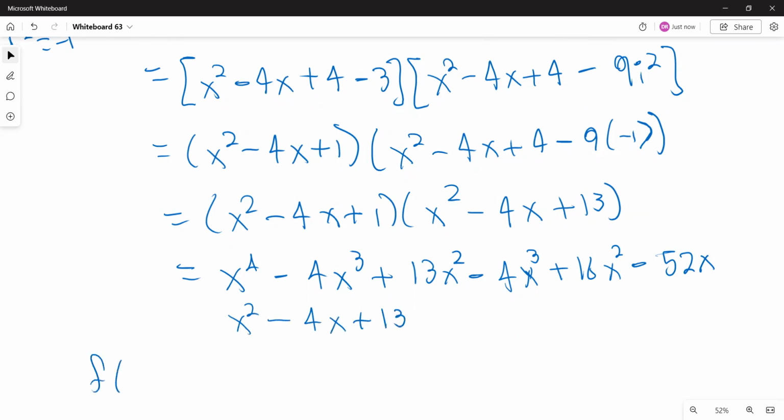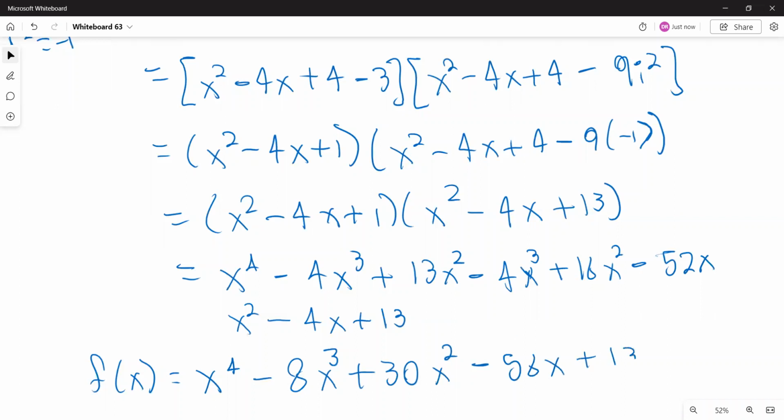Okay, so final answer. Combine like terms. x to the fourth, then minus 4x cubed minus 4x cubed. 13x squared plus 16x squared plus x squared, it's 30x squared. And then 52x and 4x is minus 56x. And then the constant term, that one is 13. So that's going to be the final answer.